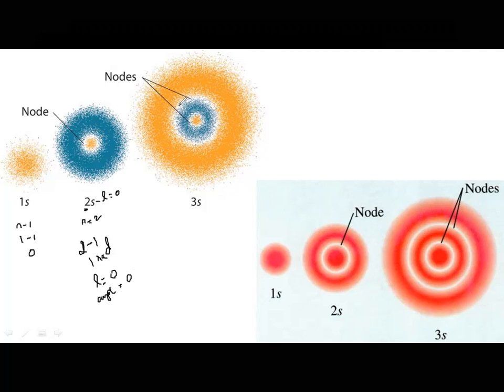3s orbital. Can you see here? White part here, white part here. So n is equal to 3, so 3 minus 1 is 2. So there are 2 radial nodes. And L is equal to 0.